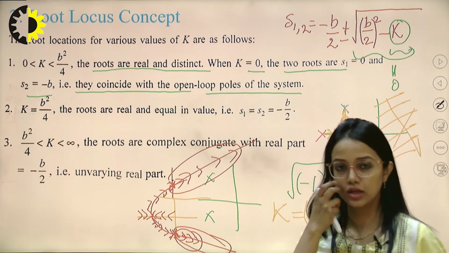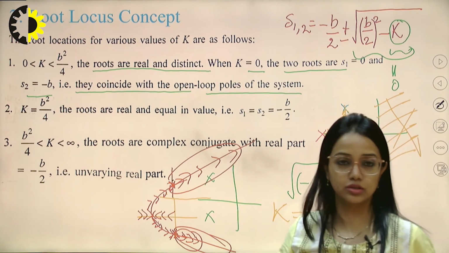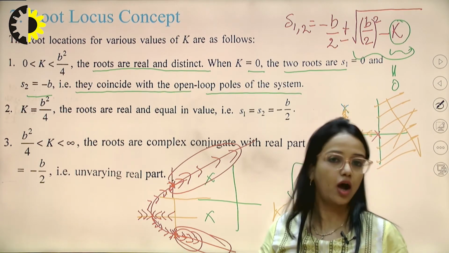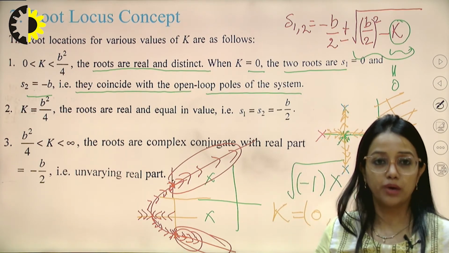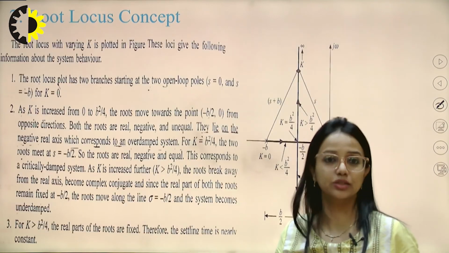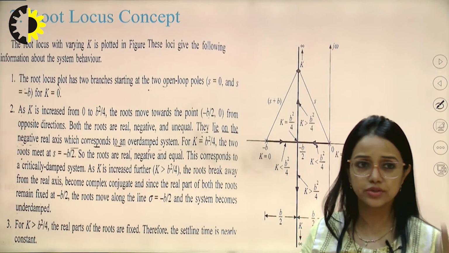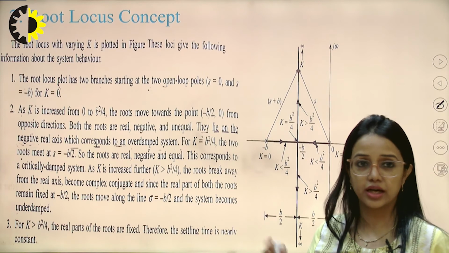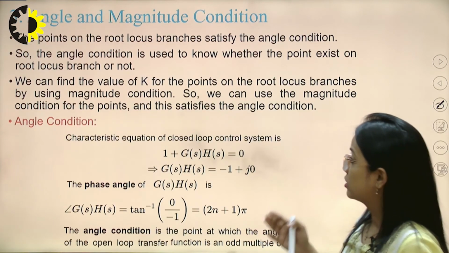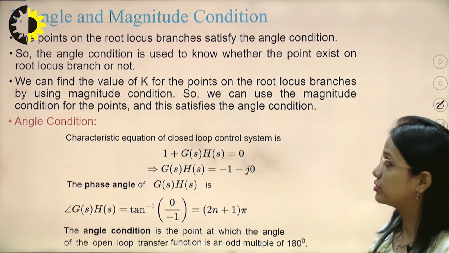We have to learn how one can make a root locus, how one can design a root locus, how one can predict the actual path of roots. So this was the concept, and I think I have covered this as well. Moving on to angle and magnitude condition.